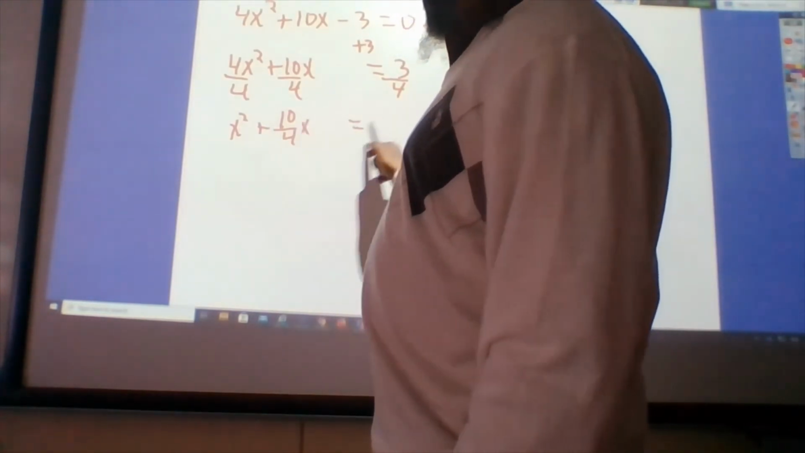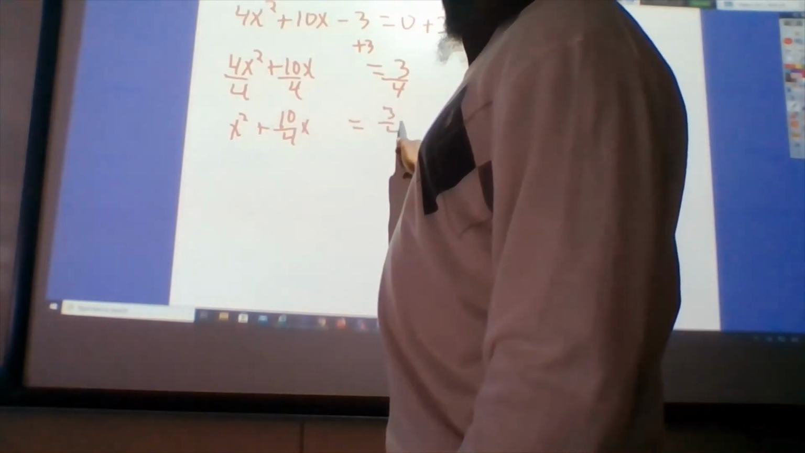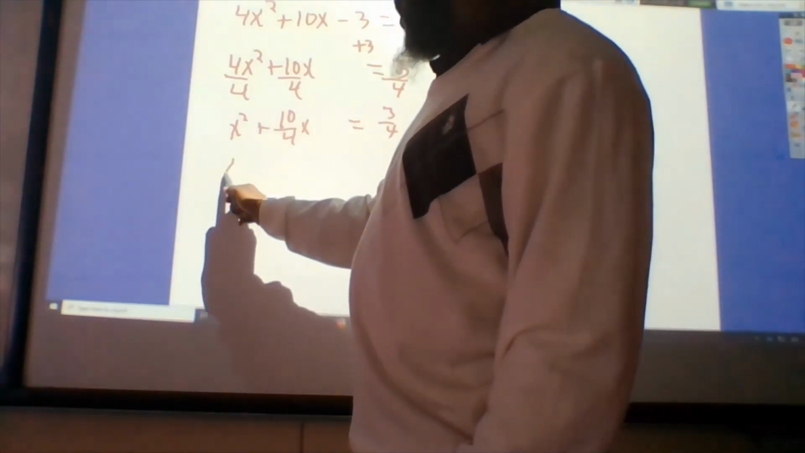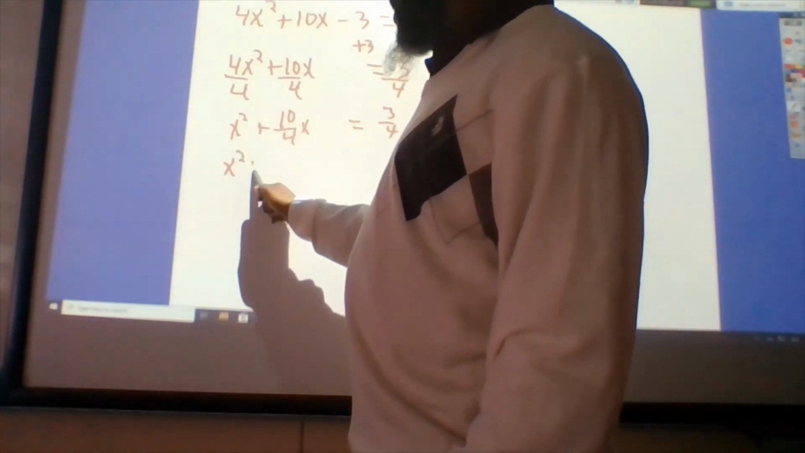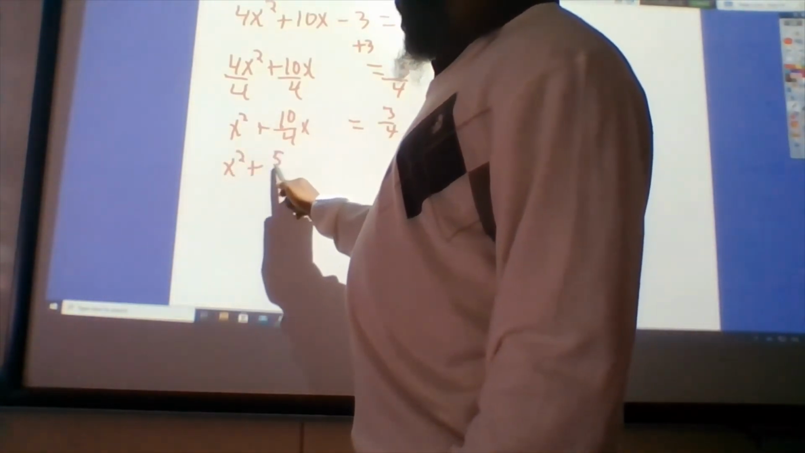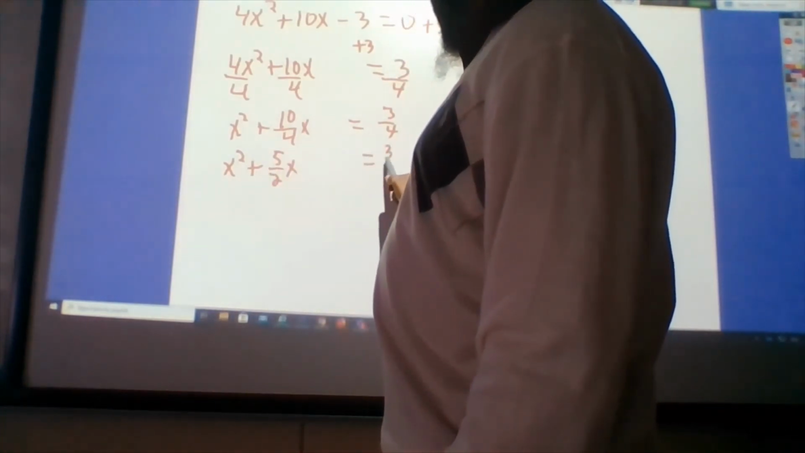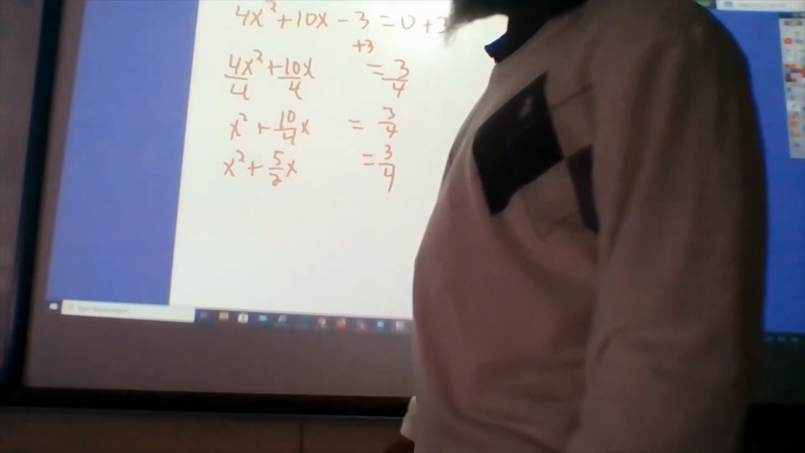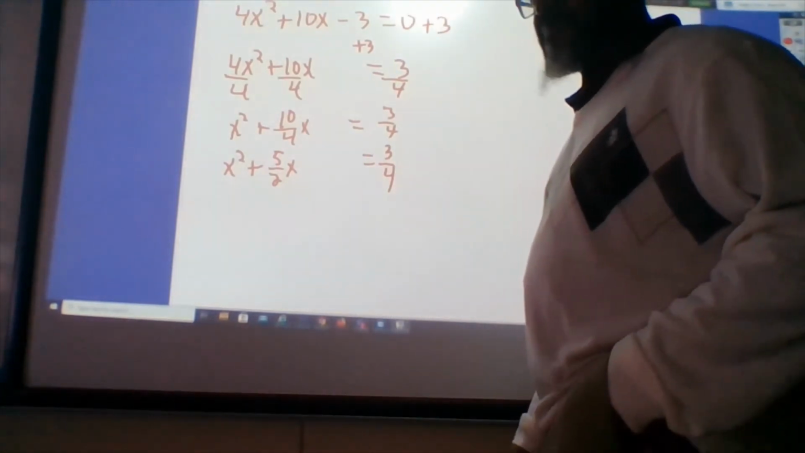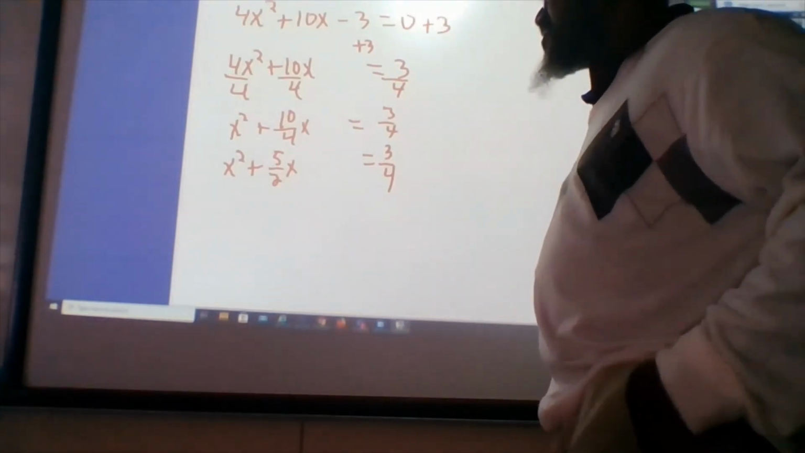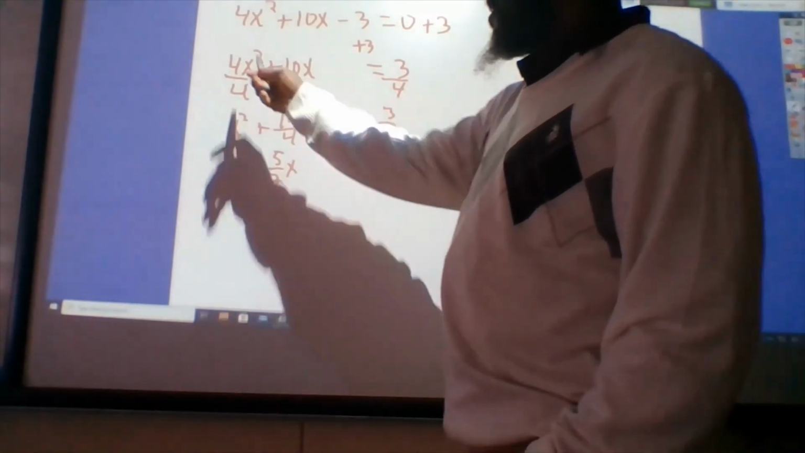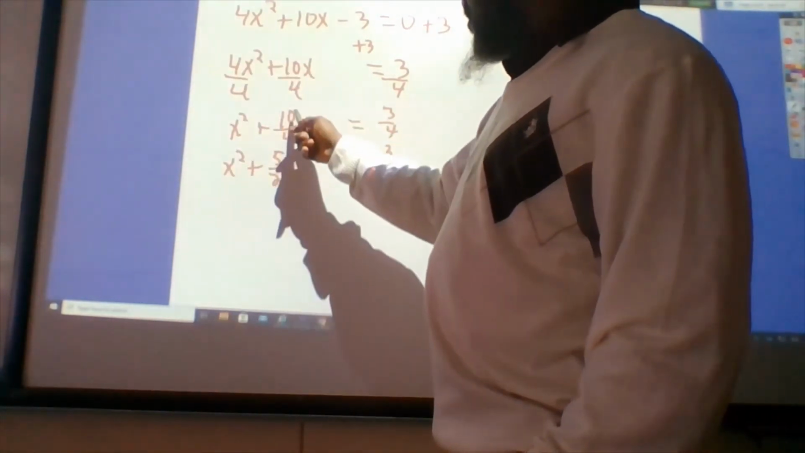So those are little steps. I know some of you will already have questions, no problem. You divide by 4, then you have 10 over 4, and 3 over 4. But this can be simplified. They have 2 in common. Divide by 2, divide by 2, that will give you 5 over 2. Now, we can start doing the completing the square process.